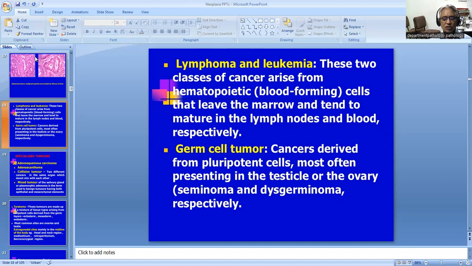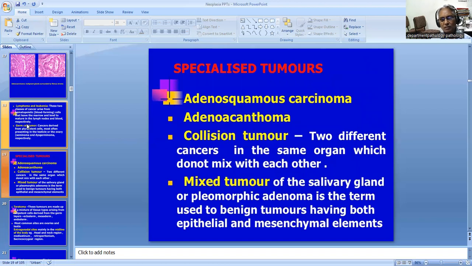Germ cell tumors, cancer deriving from pluripotent cells. Pluripotent means these cells can develop into any type of structures. Most often they are present in testicles or the ovary, and the tumors commonly arising from pluripotent cells are seminoma in testes and dysgerminoma in the case of ovary. There are some specialized tumors, for example, adenosquamous carcinoma, adenoacanthoma. Adenosquamous means there is a combination of both gland and the squamous lining.